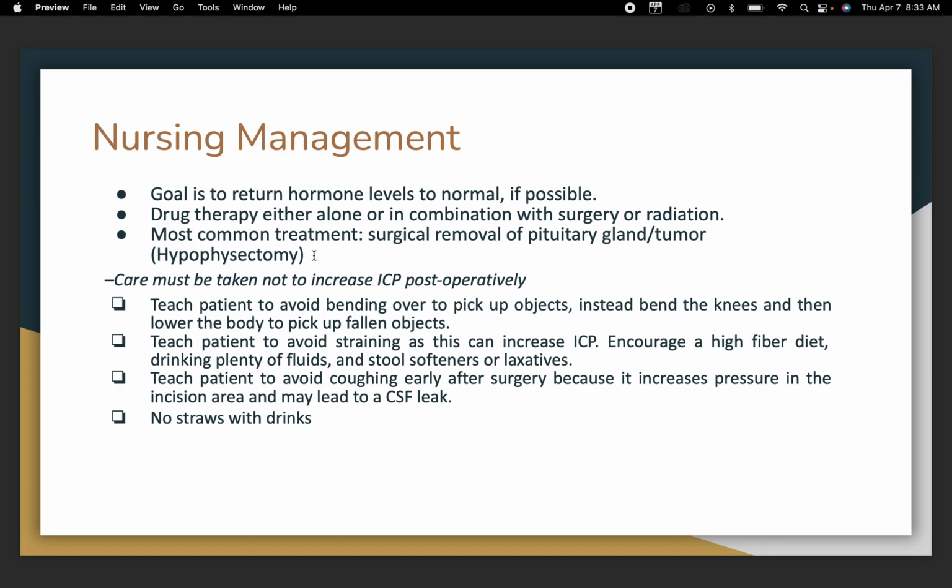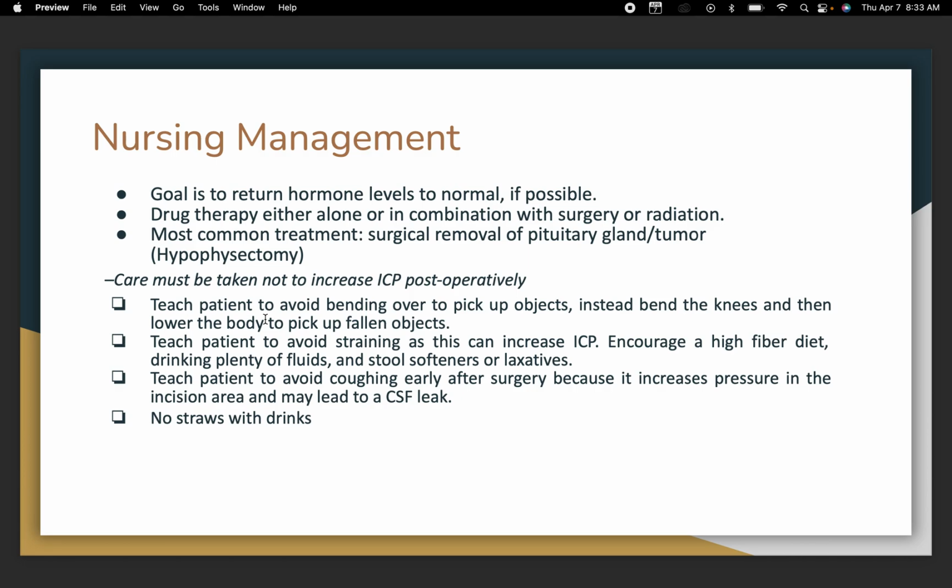So post-op, nurses have a very, very important job of taking measures to make sure that intracranial pressure is not increased. So we're going to teach the patient to avoid bending over to pick up objects, and instead bend their knees, squat down, and pick anything up. We're going to tell them to avoid straining because that can cause an increased intracranial pressure. So that's a high fiber diet, drinking plenty of fluids, and stool softeners or laxatives, because we do not want them straining while having a bowel movement.